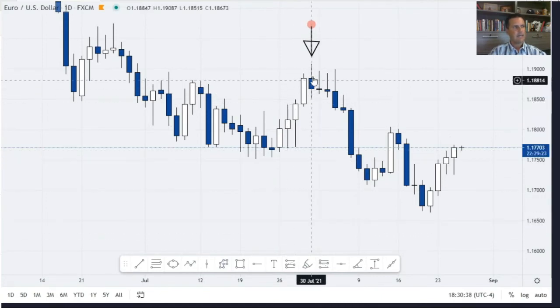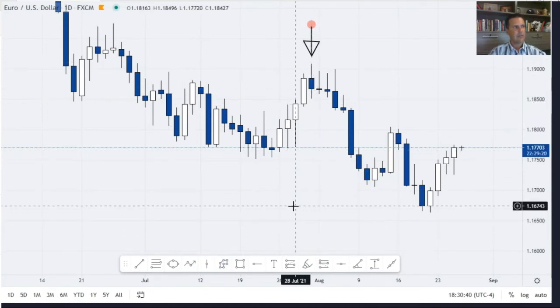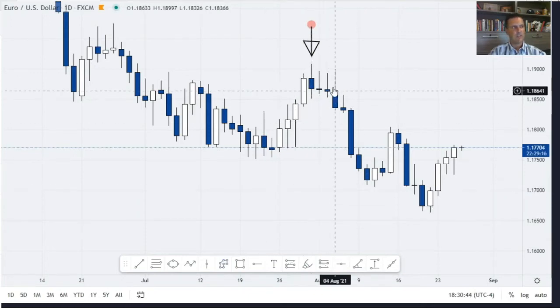So question for you, beginner traders, is this a high? What is a high? A high is a center candle with two candles on the left and two candles on the right with lower high values. Is this a high?